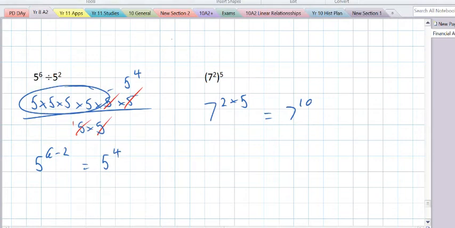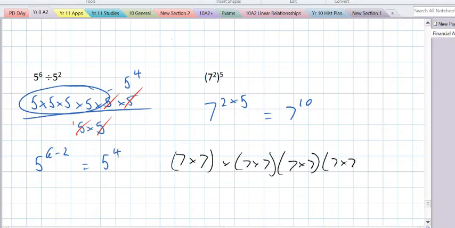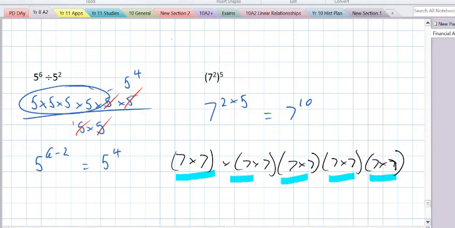And if you want a way of thinking about that, the way we talked about it was 7 to the 2 to the 5 is really 7 times 7, 5 times. 7 times 7, 7 times 7, 7 times 7, 7 times 7. You don't have to write that down if you don't want. That way you have 1, 2, 3, 4, 5. And now we count the 7s. 1, 2, 3, 4, 5, 6, 7, 8, 9, 10. 7 to the 10.